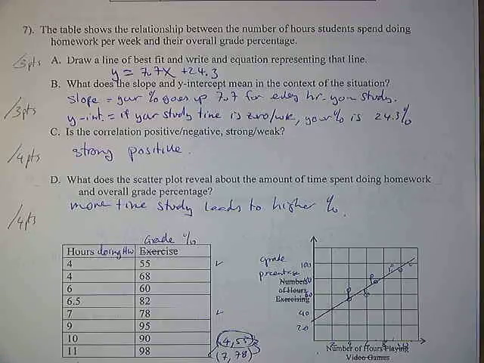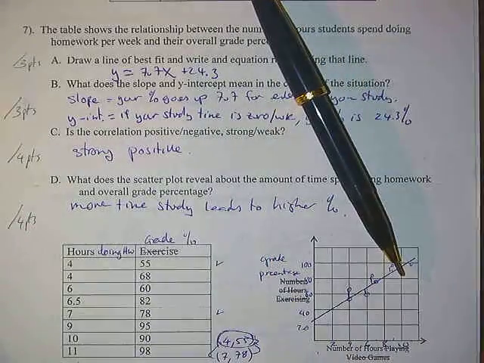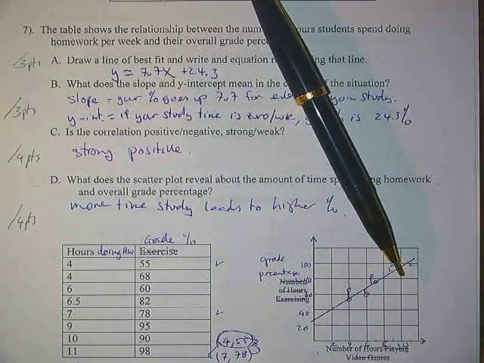Which leads to part D. What does the scatter plot reveal about the amount of time spent doing homework and overall grade percentage? More time studying leads to a higher percentage. But that you knew. It's just a matter of putting it into practice that's challenging.